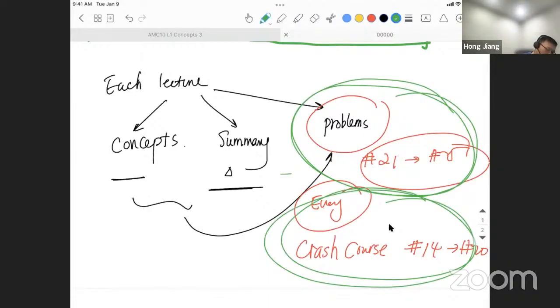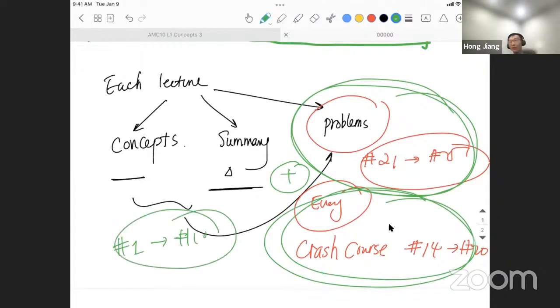Putting these together gives you a very overall understanding of the most important concepts and the most important types of problems for the AMC. The first 10 problems, from question 1 to question 10, are fairly easy. You can do them by yourselves, right? So by using these 3 different parts together, we will be able to cover as much as possible for the AMC math competitions.